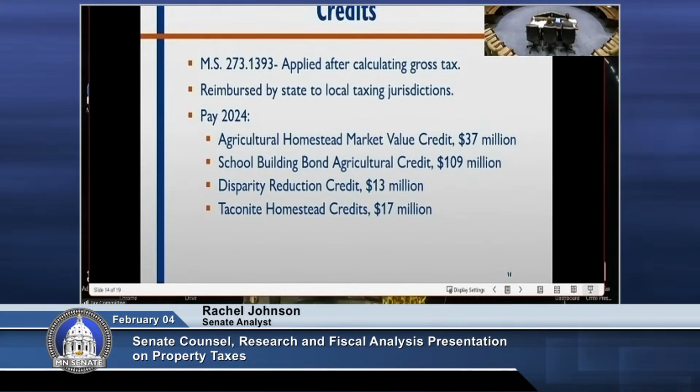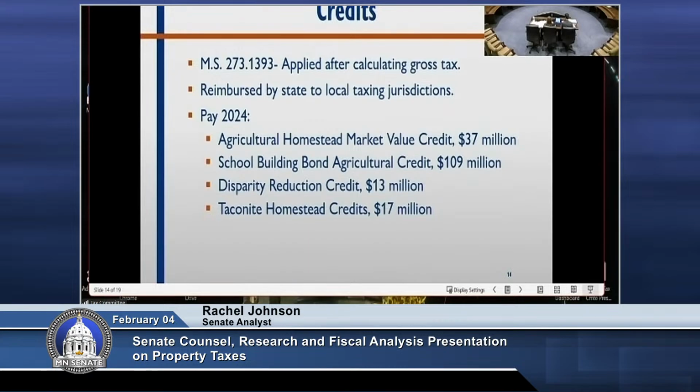Minnesota statutes 273.1393 is where you can find a list of all the different credits and the order that they're applied to the tax calculation. I'm gonna highlight four that are commonly discussed. One is the agricultural homestead market value credit, and that is a proportional credit on the value of agricultural homestead, not including house, garage, and surrounding 1 acre. And the maximum credit is $490. In pay 24, 37 million was spent on this credit.